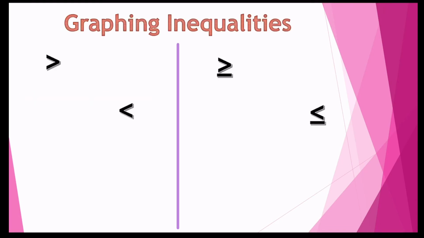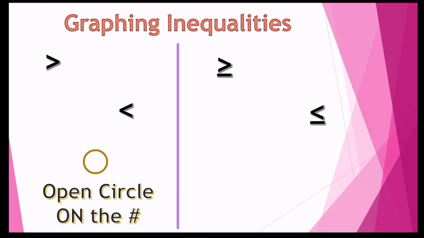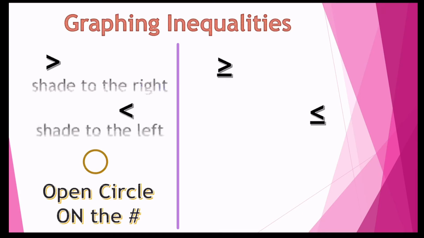So it's super important here at this point. The symbol's on the left. When we graph it, it's an open circle. But it's an open circle on the number in the inequality. Nowhere else. Not next to it, not before it, not after it. Then, if it is our greater than, we shade to the right. If it's our less than, we shade to the left. This is what it would look like.